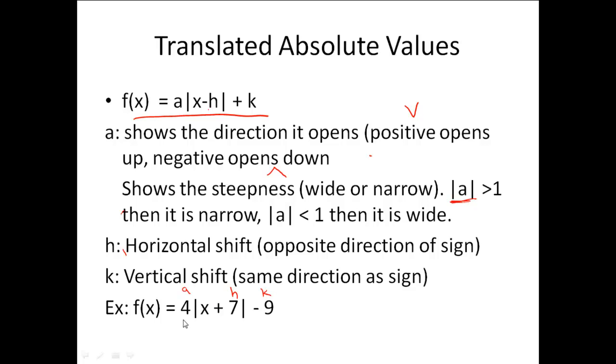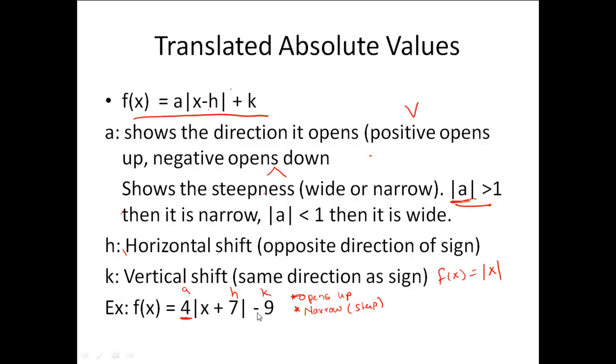So now we can use each piece to compare it to our parent function. f of x is equal to the absolute value of x. So compared to our parent function, what does the 4 tell us? Well, it tells us the two things, the direction it opens and the steepness. So we know that this particular one opens up because the 4 is positive, and since the absolute value of 4 is greater than 1, it's going to be narrow, or it's going to be steep.